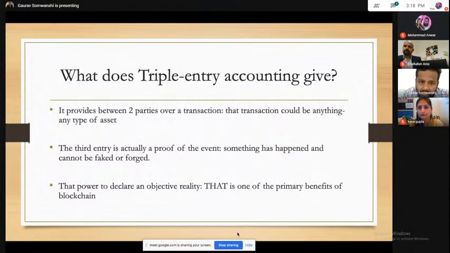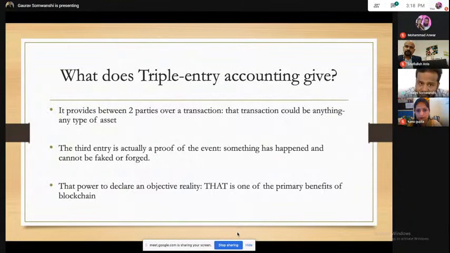So what are the advantages of triple entry bookkeeping? It provides trust between two parties over a transaction, and the transaction could be anything. And the third entry is actually a proof of the event. Something has happened and cannot be faked.